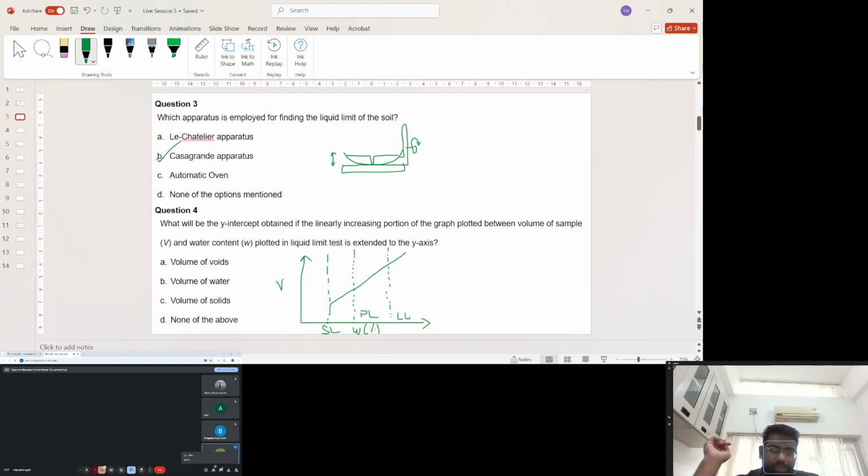Now, the shrinkage limit is the point at which the soil is exactly saturated. Once we start drying the sample to a water content lesser than the shrinkage limit, the water present inside the pores starts drying up, but the total volume of the sample does not get affected. So beyond this, the graph will be extended like this. Further decrease of moisture content causes no change in volume.